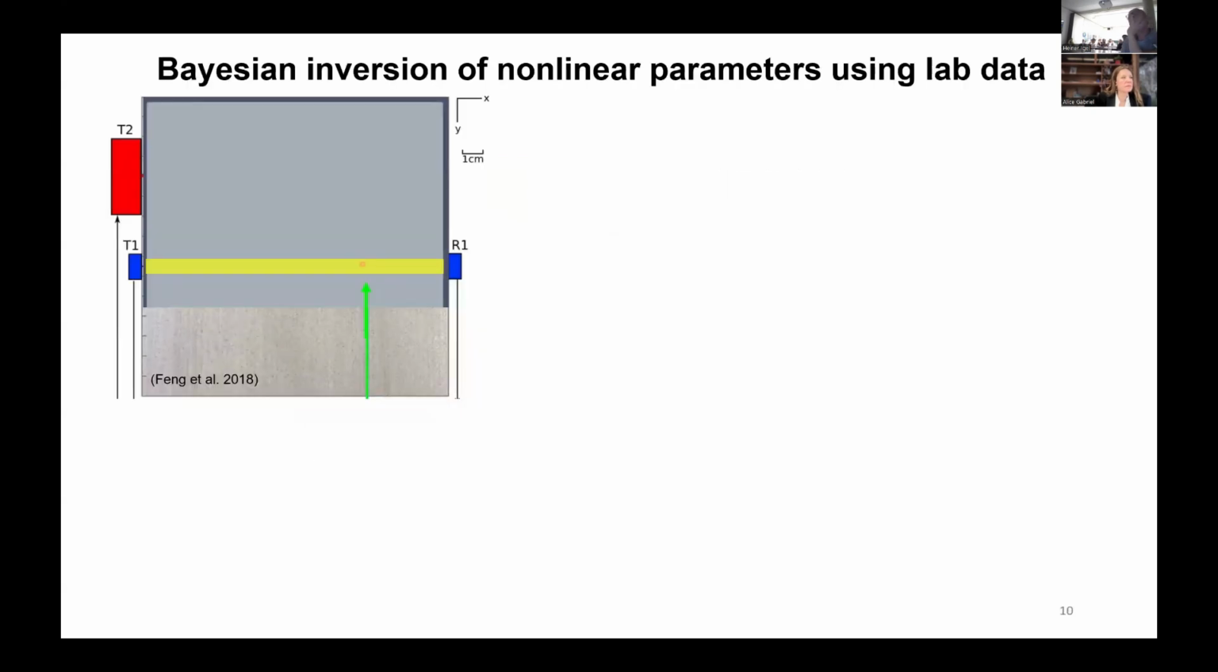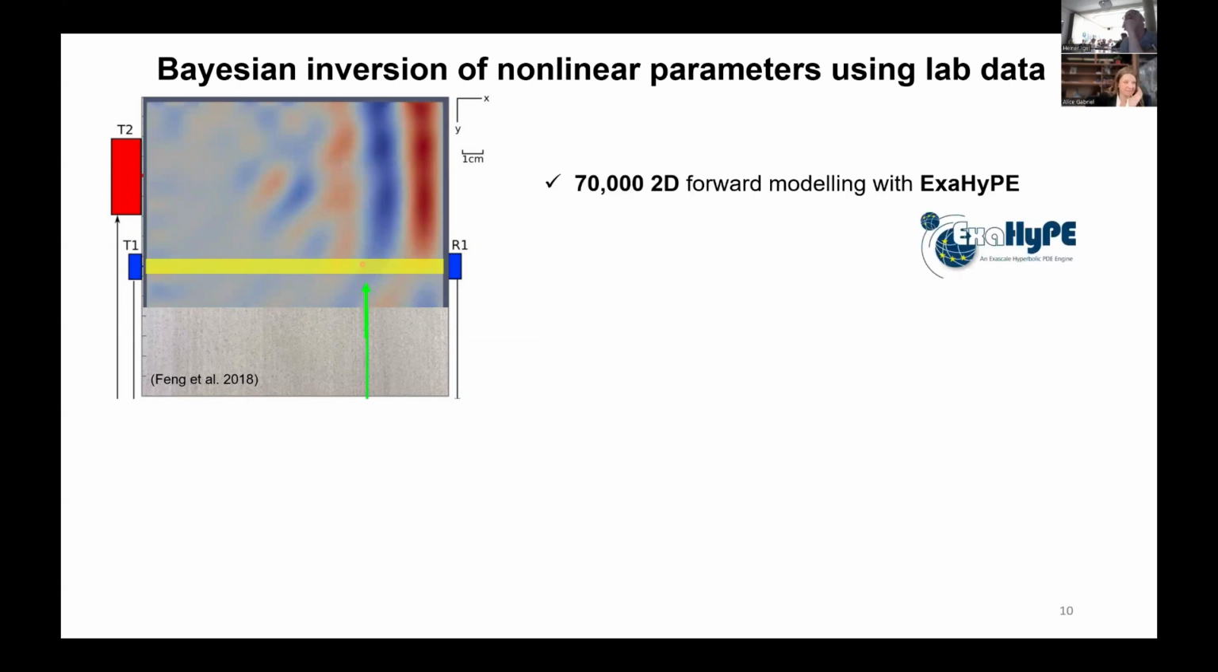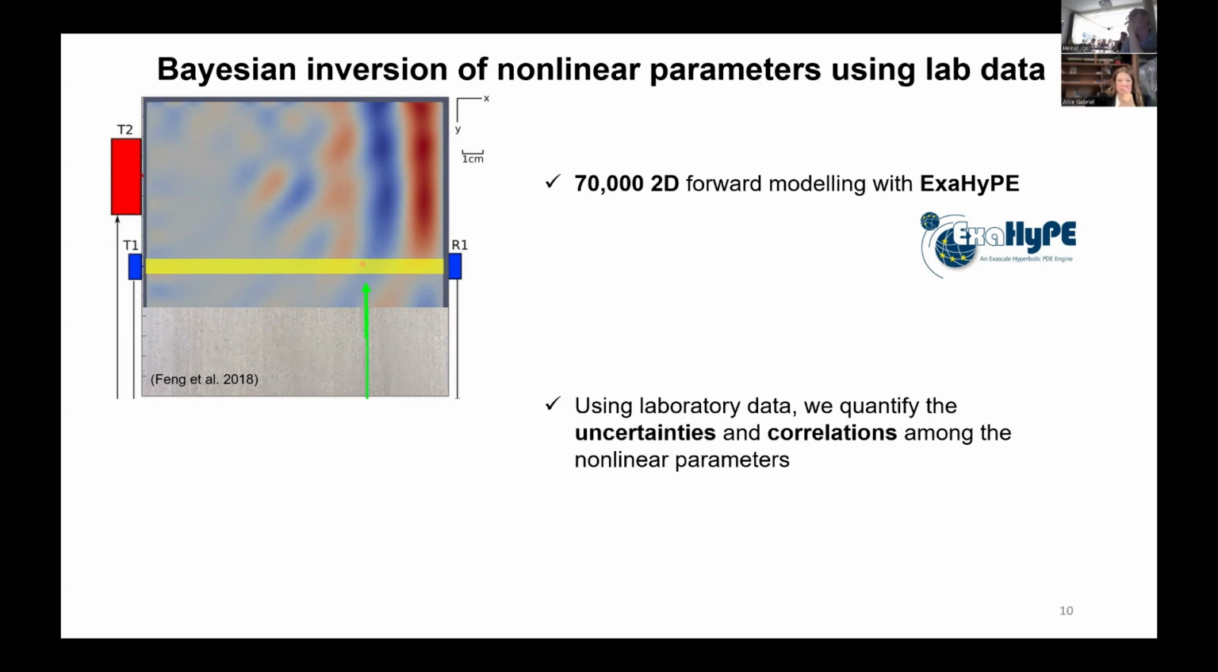Here is the experiment setup. It's a rock slab with a dimension of 15 centimeters by 5 centimeters. In this experiment, we use perturbation transducers to send waves into the rock sample. At the same time, we measure the wave speed changes between the T1 and R1 sensors. To invert for the parameters, we use Bayesian inversion, and to get the uncertainties of the variables, we run 70,000 2D forward models with ExaHyPE. And from the data, we can also derive the uncertainties and correlations among the different nonlinear parameters.